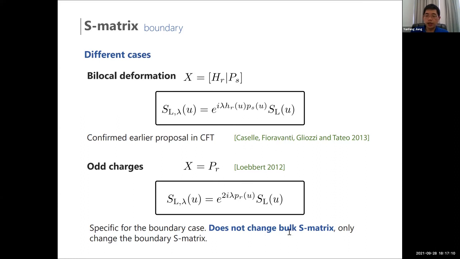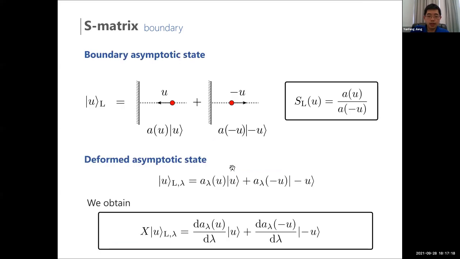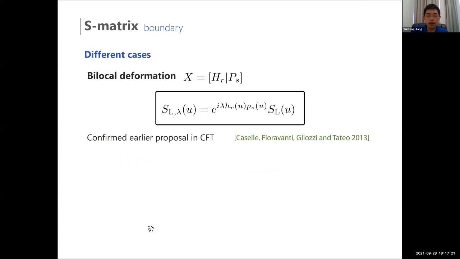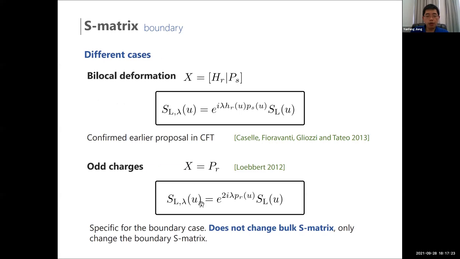But now you have a boundary, and we know that the boundary does not preserve this. So we can just plug in this X as the PR, and then we can also obtain the deformed boundary S matrix. For this case, it only changes the boundary S matrix and leaves the bulk S matrix invariant. This deformation is very simple. It's just a phase factor, and the phase factor involves the PR eigenvalue. And as we'll see, this also has some funny interpretation when we study the spectrum.